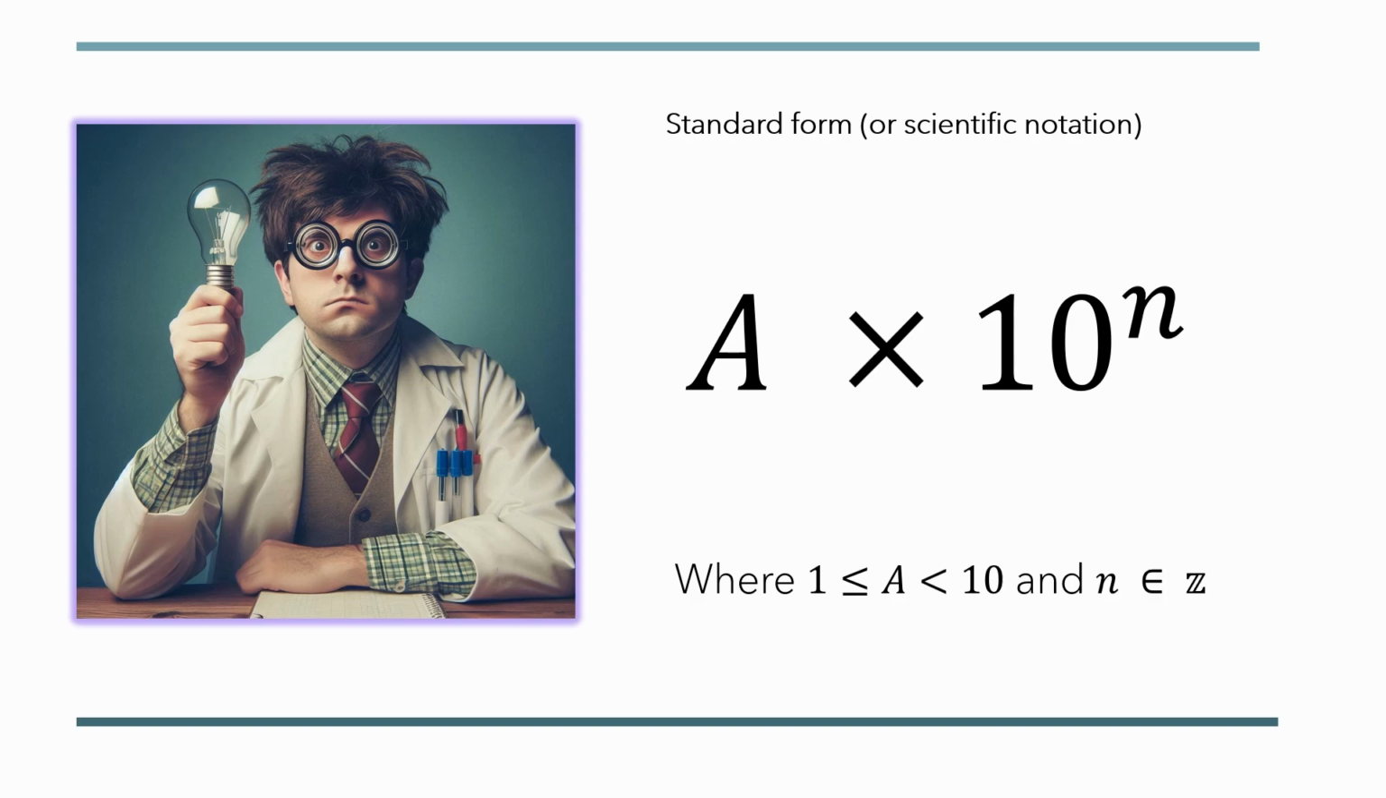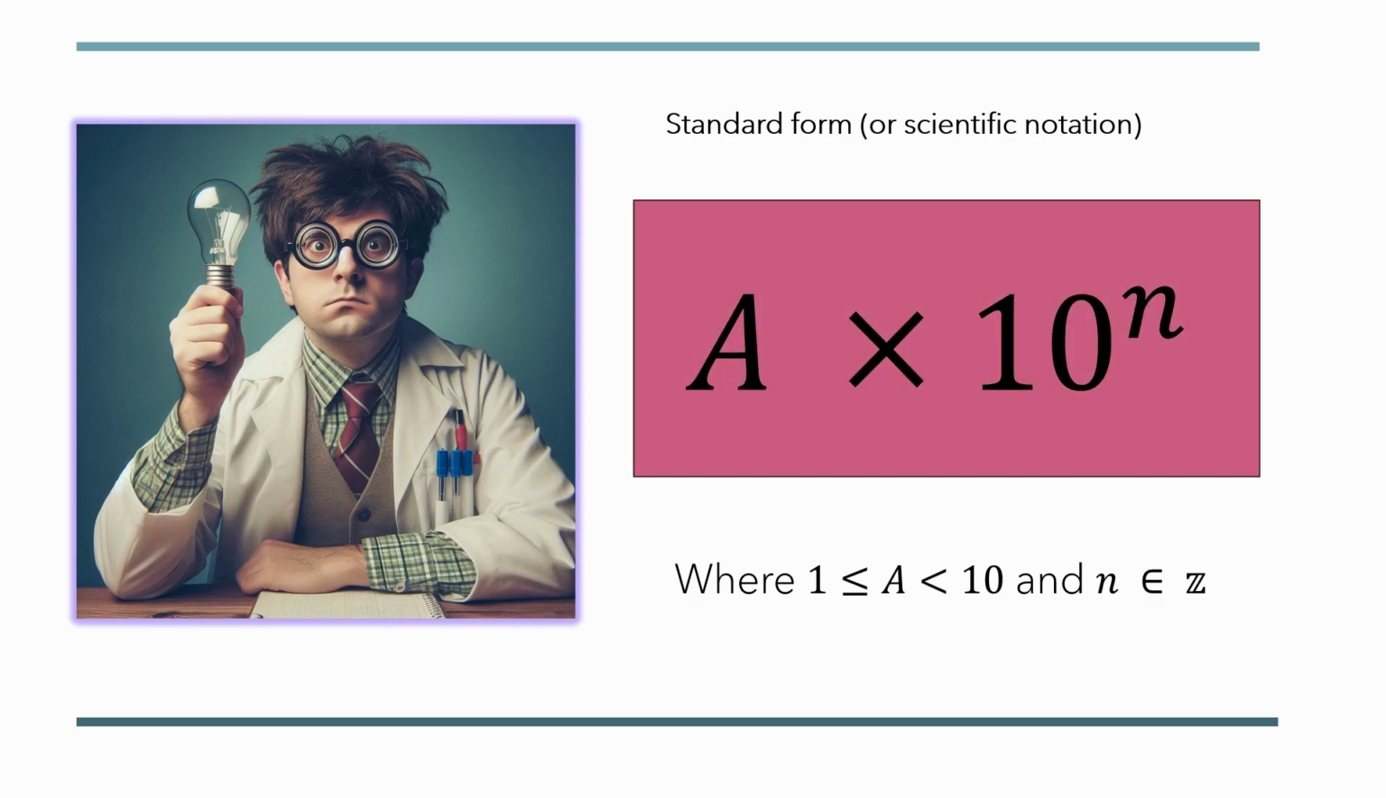Now let's define standard form. Standard form, also called scientific notation, is a way scientists write really large numbers or very small numbers using a special number format. Here's that format.